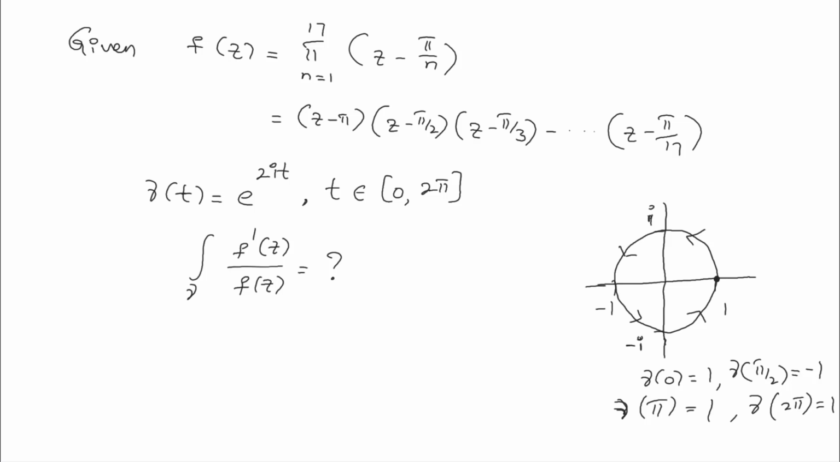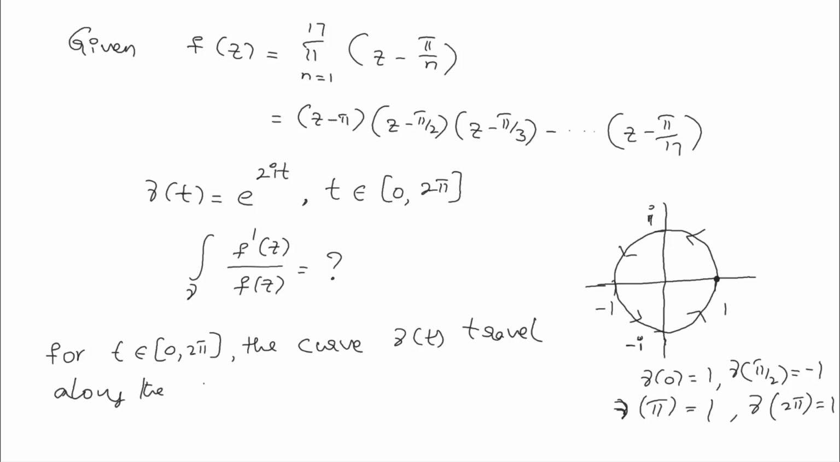That is, for t belonging to 0 to 2 pi, the curve gamma of t travels along the circle mod z equal to 1 twice.